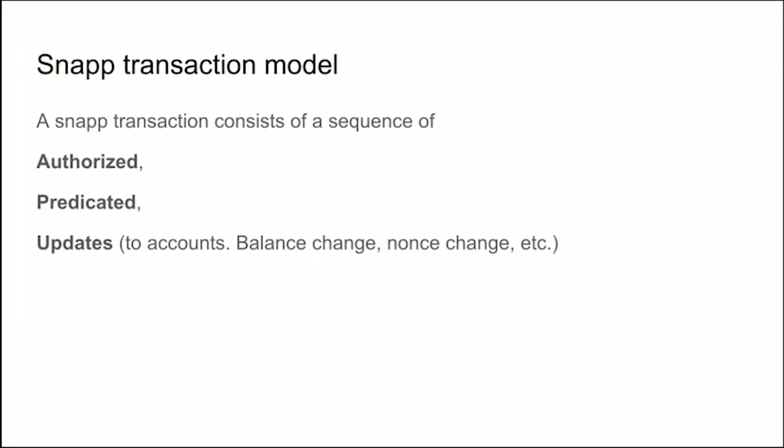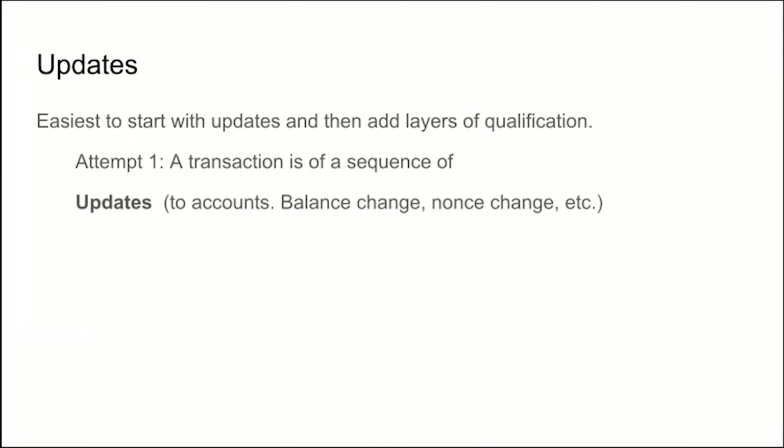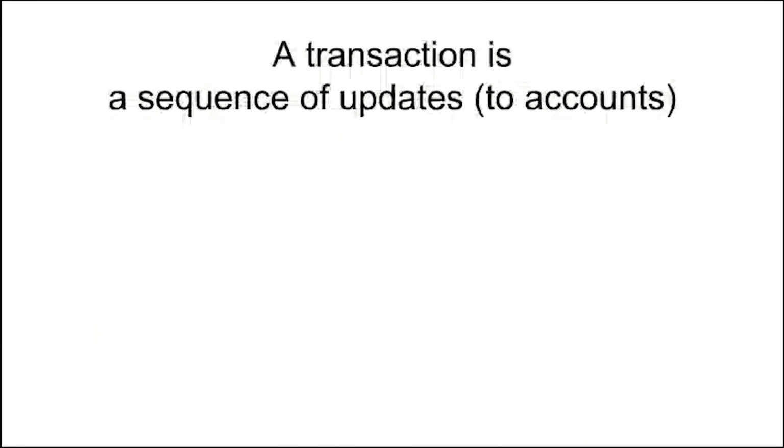But this is all very confusing. What is authorization? What is a predicate? So let's take it one step at a time and start with the updates, and we'll add these layers of qualification on top, with the predicates and the authorization. As a first attempt, let's say that a transaction is a sequence of updates to accounts. What kind of updates? Balance change, nonce change, etc., and more we'll see later. This will be our first working definition of a transaction.